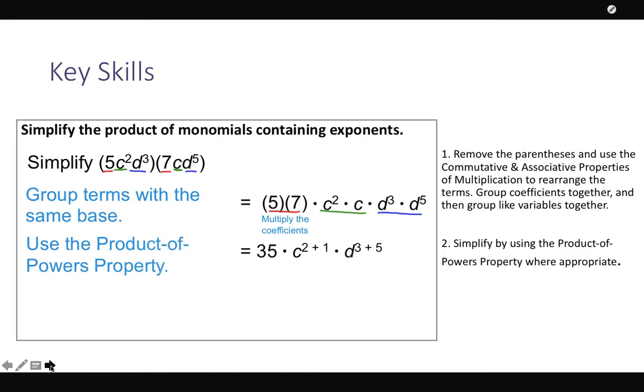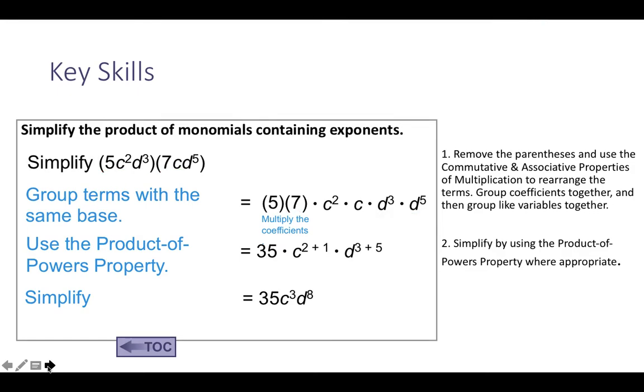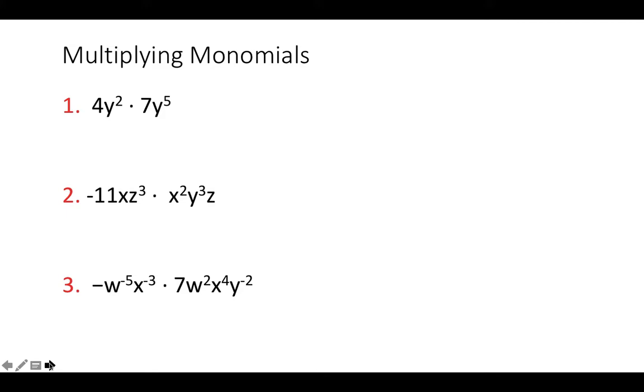So 5 times 7 is 35. We're going to add the exponents. Remember, when there's not an exponent, that's understood to be a 1. And our final answer then would be 35 c to the third d to the eighth. So we'll look through a couple of examples here on your next slide in your notes.